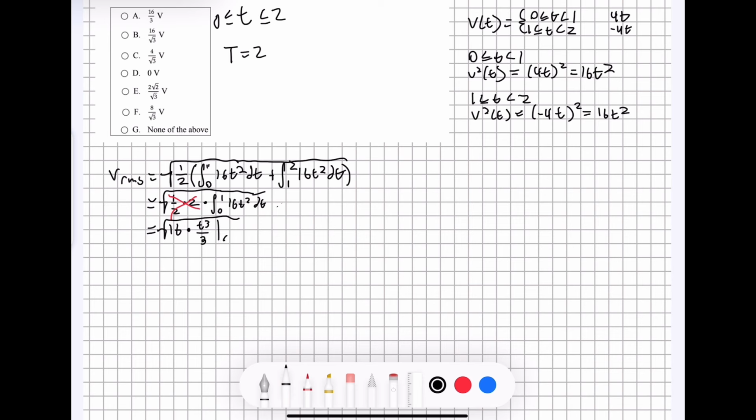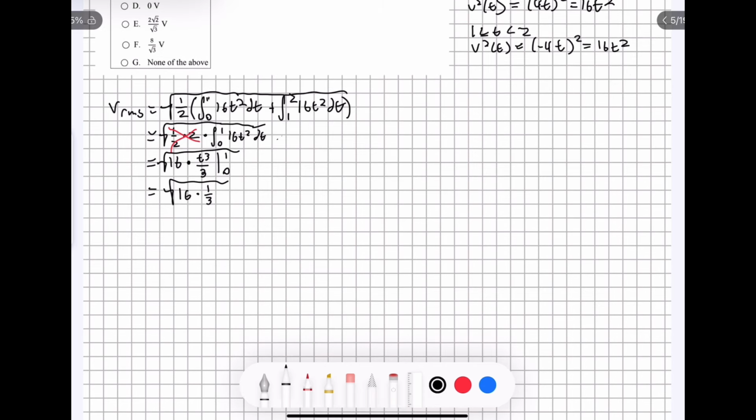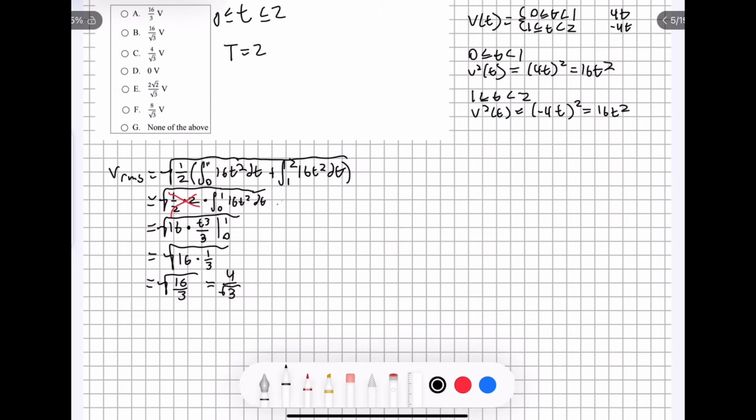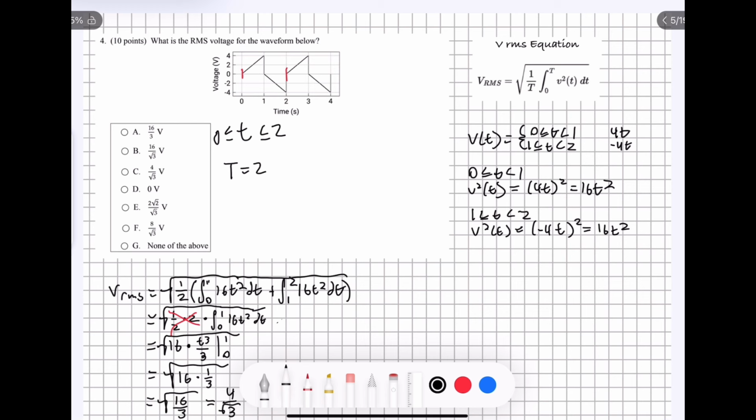And this is on an interval from 0 to 1. If we put t inside of that interval, we're going to have 16 times 1 over 3, because 1 minus 0 is equal to 1 inside of our t cubed value. That means our final answer is going to be 16 over 3 inside of our square root, which you can also write as 4 over the square root of 3. Looking back up at our answer choices, we can see that this answer matches C right here, so that's going to be the correct answer for this problem.